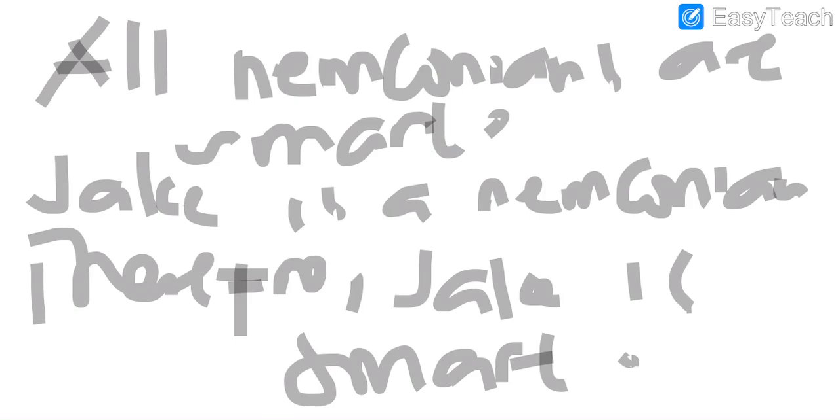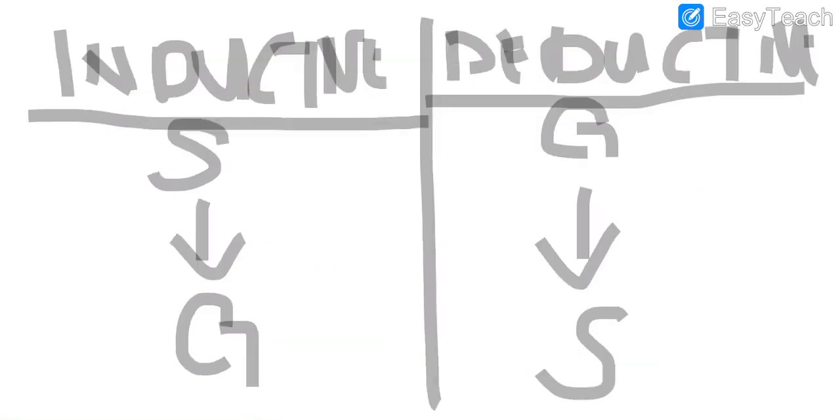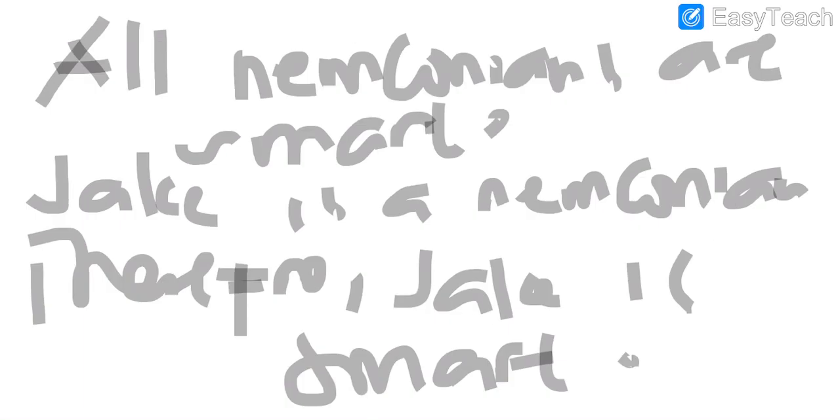Alright, got it? So, let's go back to inductive reasoning, that is from specific to general, and then the conclusion does not necessarily follow the hypothesis. Next, we have the deductive reasoning from general to specific, and then the conclusion follows absolutely from the hypothesis. So let's try to answer these examples.